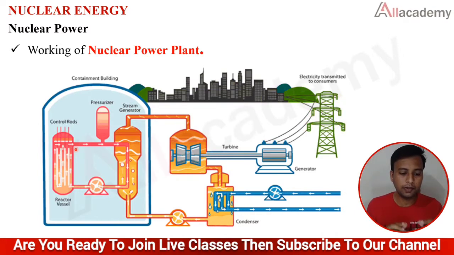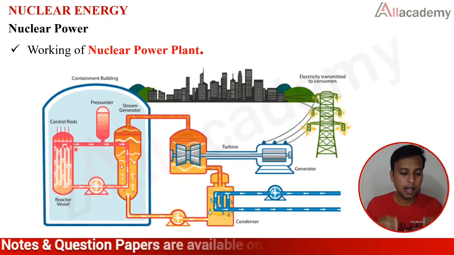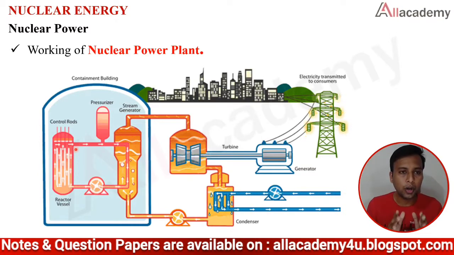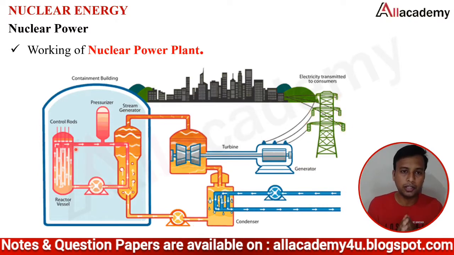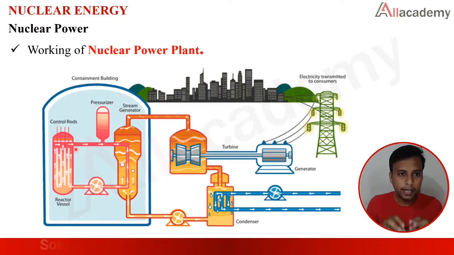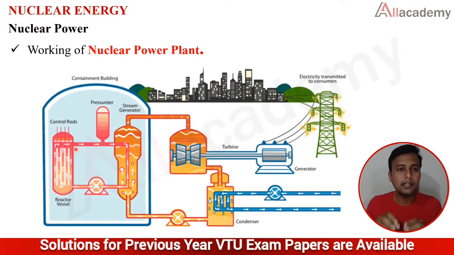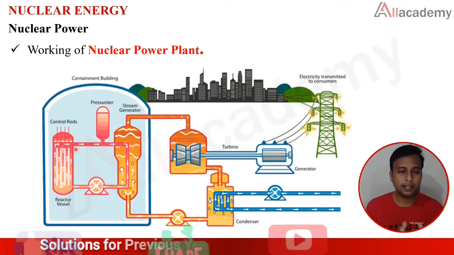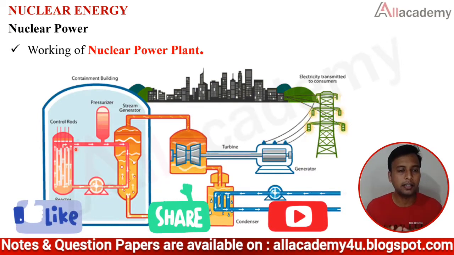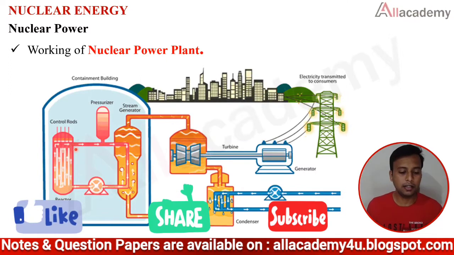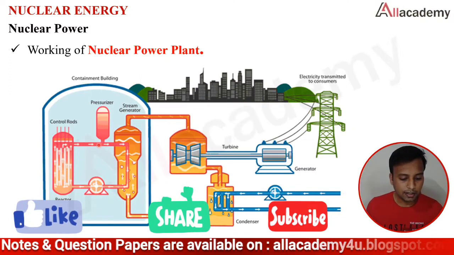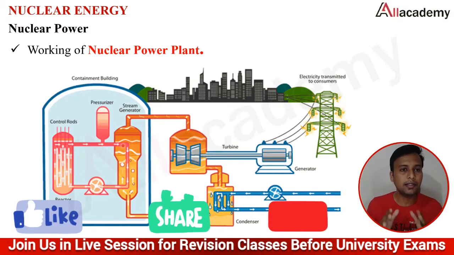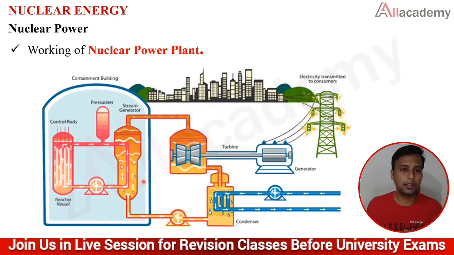The fuel rods are placed in these nuclear reactors. The control rods are used to control the nuclear fission or fusion reaction in the reactor vessel by lowering or raising these control rods. During the nuclear reaction, an enormous amount of heat energy is released, and that heat energy is utilized to generate steam in the steam generator.